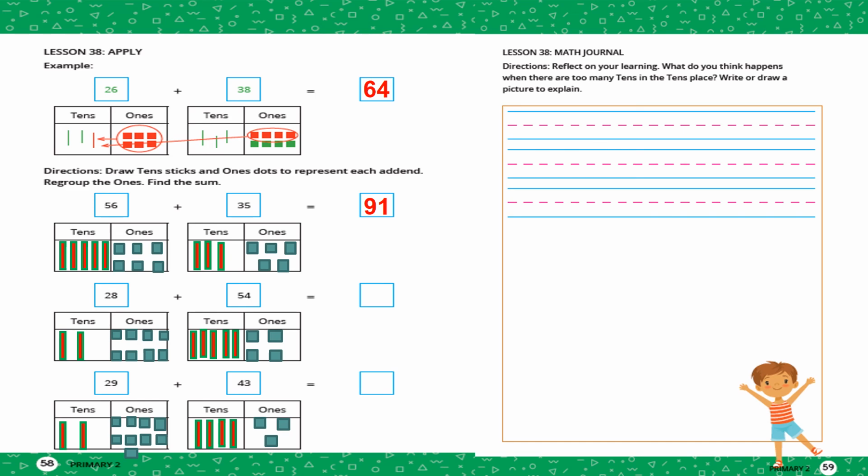1 plus 2 equals 3. 3 plus 5 equals 8. 82. Next one.